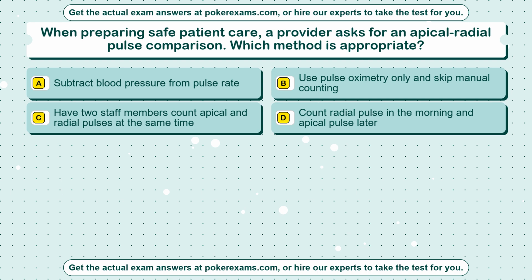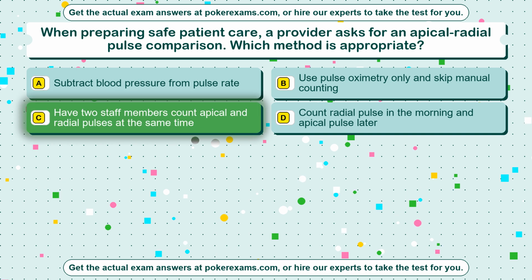Question 7. When preparing safe patient care, a provider asks for an apical radial pulse comparison. Which method is appropriate? Option A. Subtract blood pressure from pulse rate. Option B. Use pulse oximetry only and skip manual counting. Option C. Have 2 staff members count apical and radial pulses at the same time. Option D. Count radial pulse in the morning and apical pulse later. The correct answer is option C.